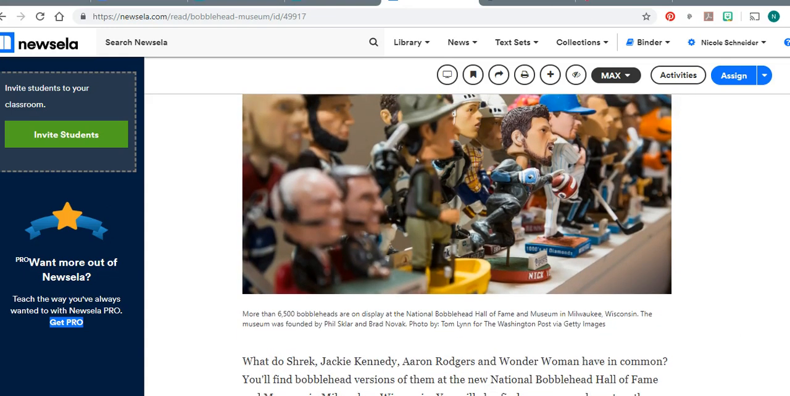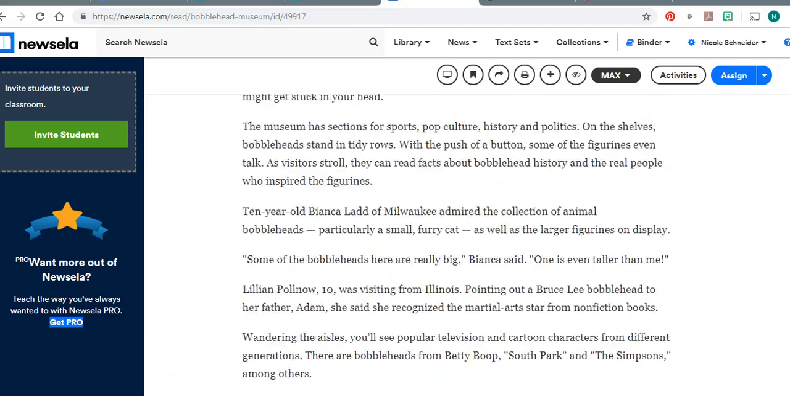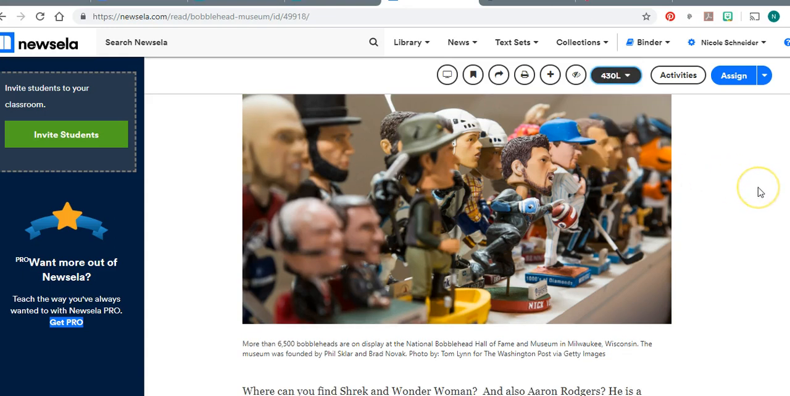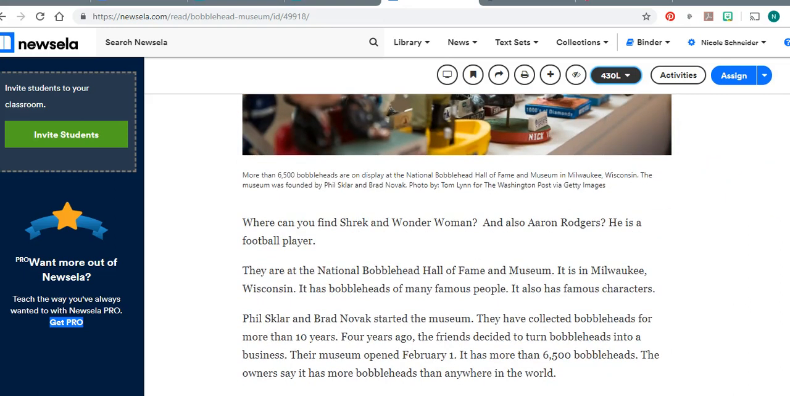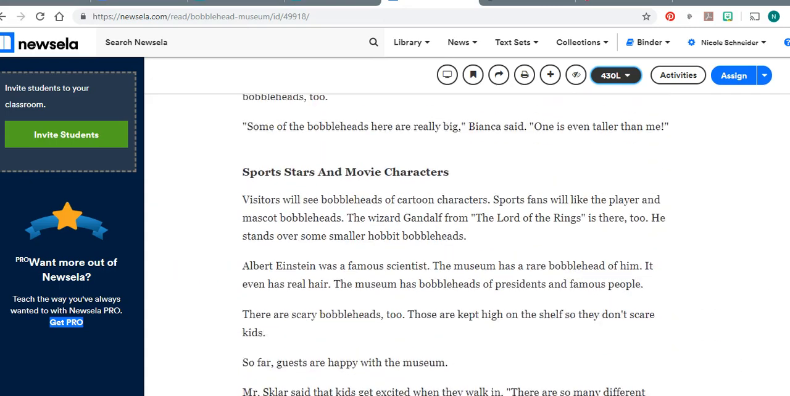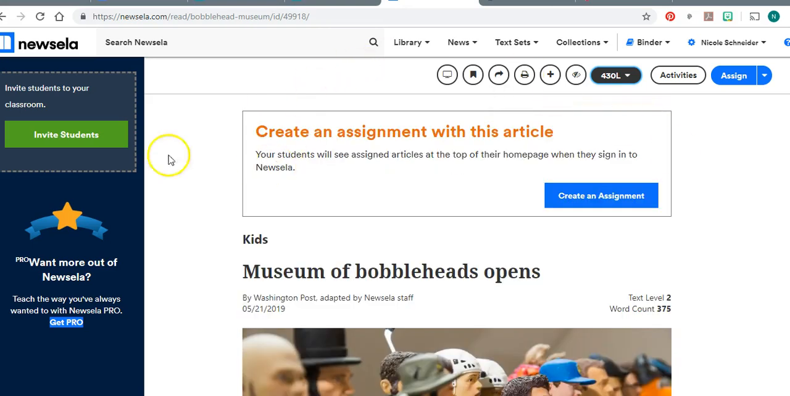So I want you to notice this says max right here. Max means this is the max level, reading level, that this article is written in. Okay, so if your student is into bobbleheads, by all means, but say this is too hard. You can change the Lexile level. So we can go all the way down to 430. And it's the same topic, but it's a simpler version. And so the words are not as difficult. So that's really cool. All that create an assignment, all that is things that they want to charge you for.